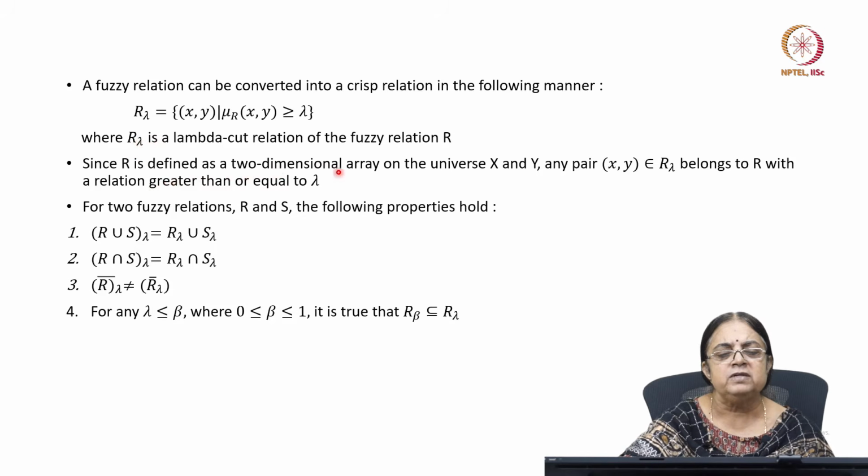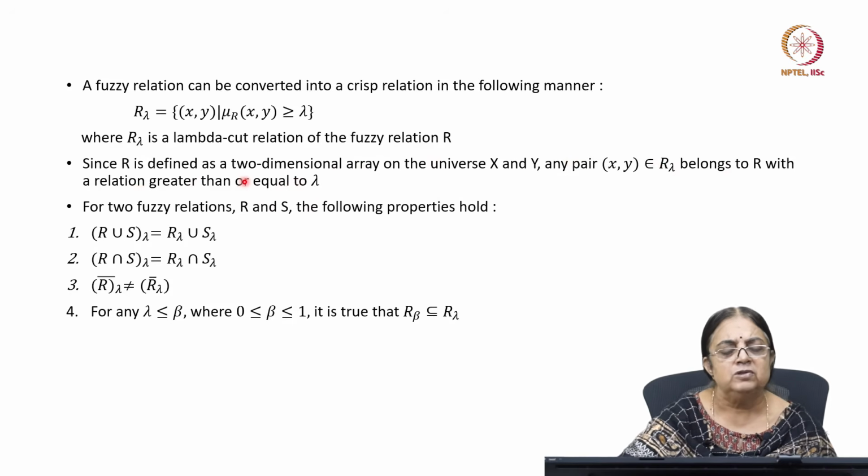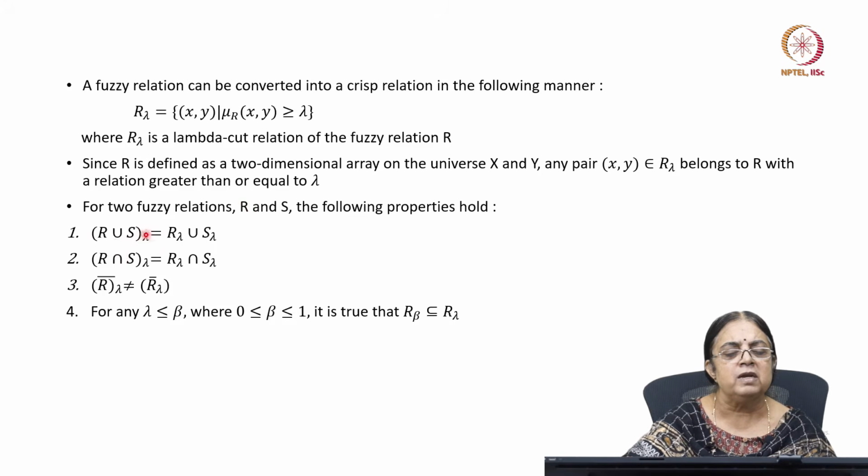Since R is defined as a two-dimensional array, any pair xy belonging to R lambda belongs to R with a relation greater than or equal to lambda. So if we take two fuzzy relations R and S, the lambda cut of R union S will be equal to lambda cut of R union lambda cut of S. The same thing which holds true for fuzzy sets also holds true for the fuzzy relations that we have here.